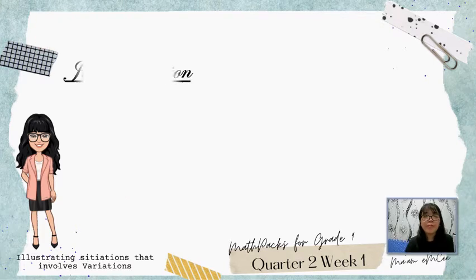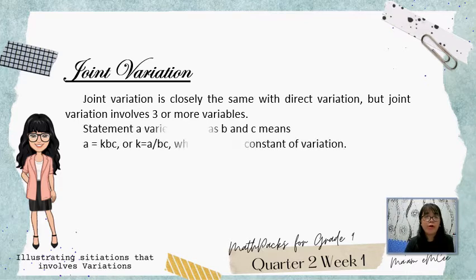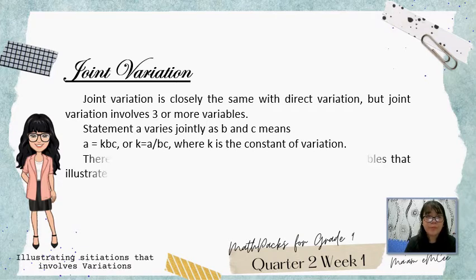So the third type of variation is the joint variation. Joint variation is closely the same with direct variation. Only the joint variation involves 3 or more variables. So the statement A varies jointly as B and C means A is equal to KBC or K is equal to A over BC, where K is the constant of variation. So we will be studying this one later.